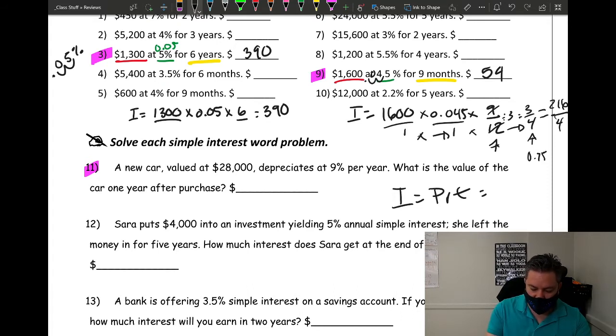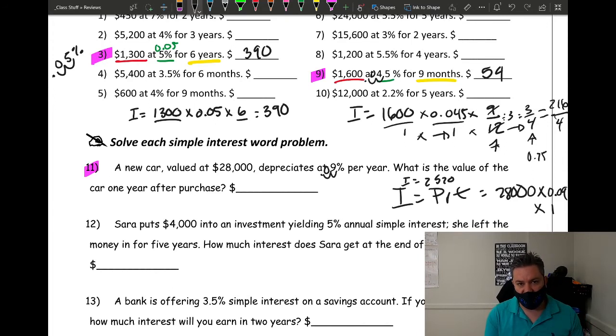So this is going to be the principal, 28,000 times, this has to be a decimal, 0.09 times 1 because it's only 1 year. So we're going to multiply 28,000 times 0.09 times 1, which is 2,520. That's how much money is going to drop after 1 year of owning the vehicle.